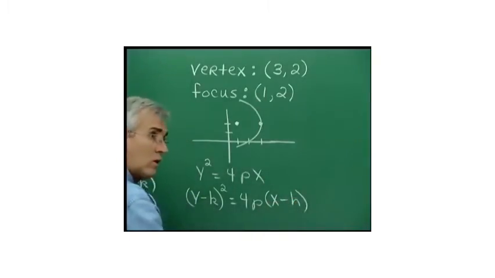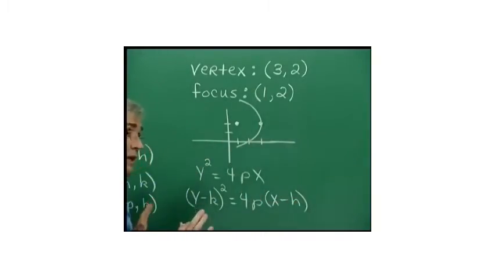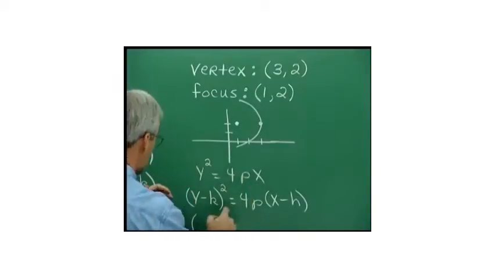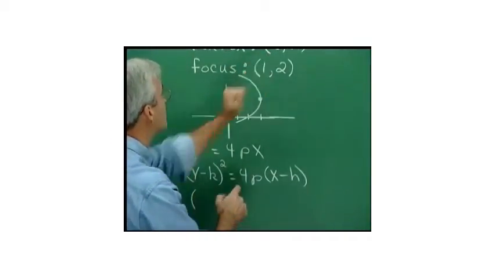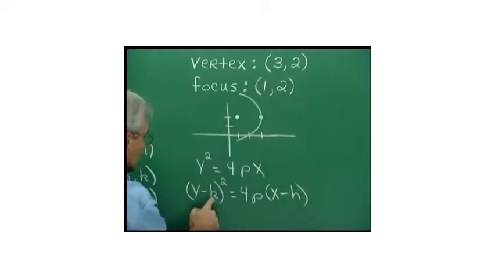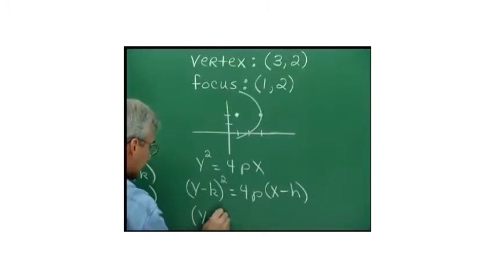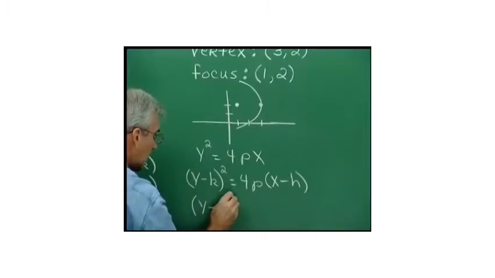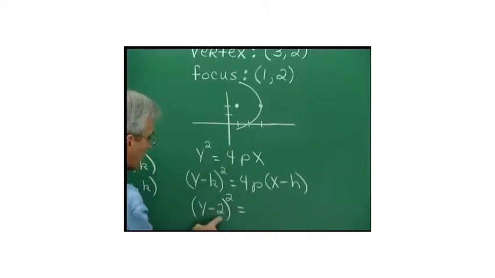And now, with the information that we have here, it's pretty easy because we just identify the coordinates of our vertex, which were 3, 2. So h is 3 and k is 2. Now notice that the k is following a minus sign here, as we would expect.